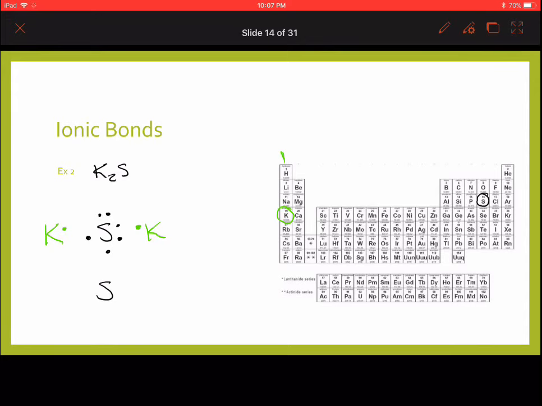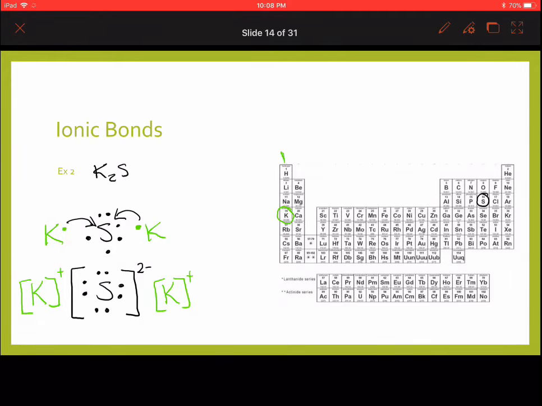So we can rewrite this. Sulfur is going to take both of those electrons from the potassium, so it will have 8 in its valence shell. Again, we have to put it in brackets because it is an ion, and it has a -2 charge because it accepted 2 electrons. Now we can draw the potassium, and it also has to be in brackets because it donated 1 electron, which gave it a +1 charge. So each potassium now has a +1 charge.